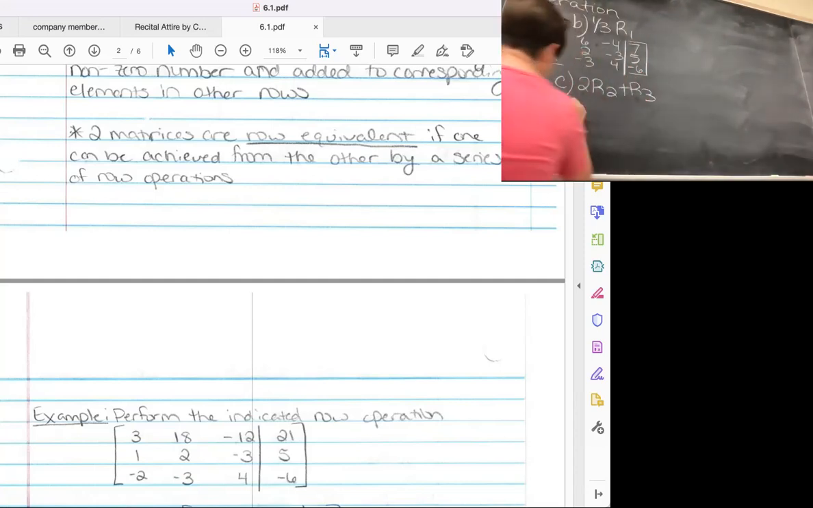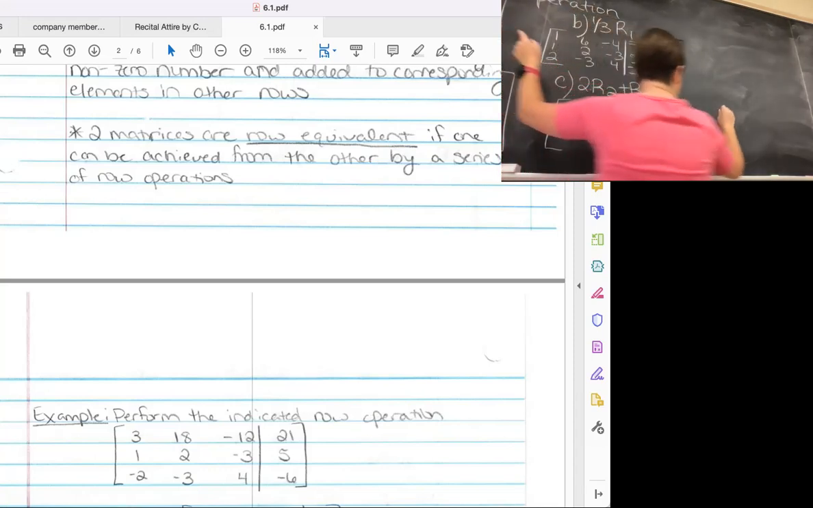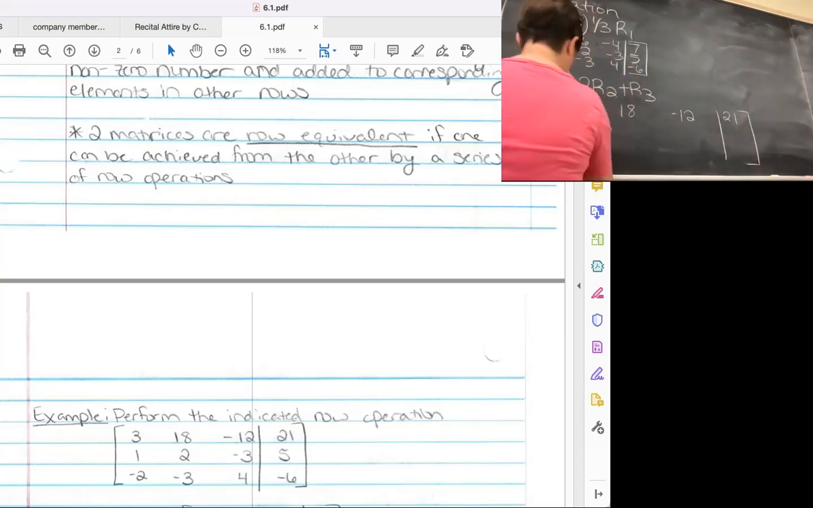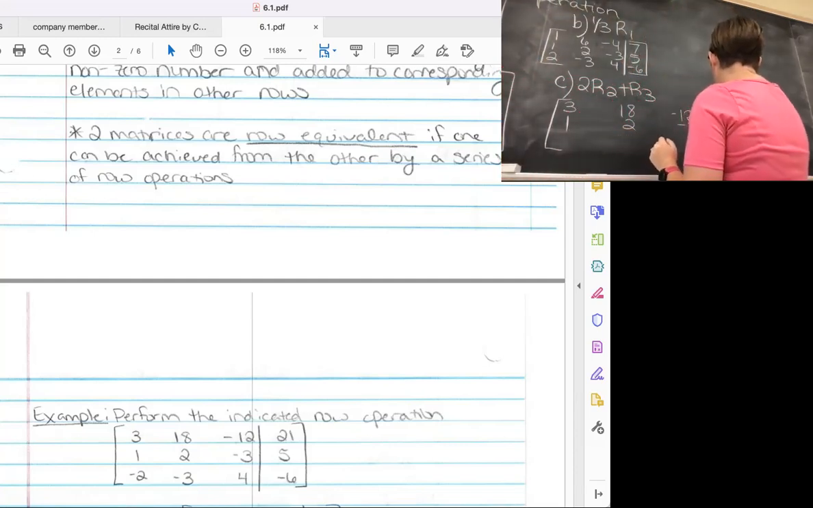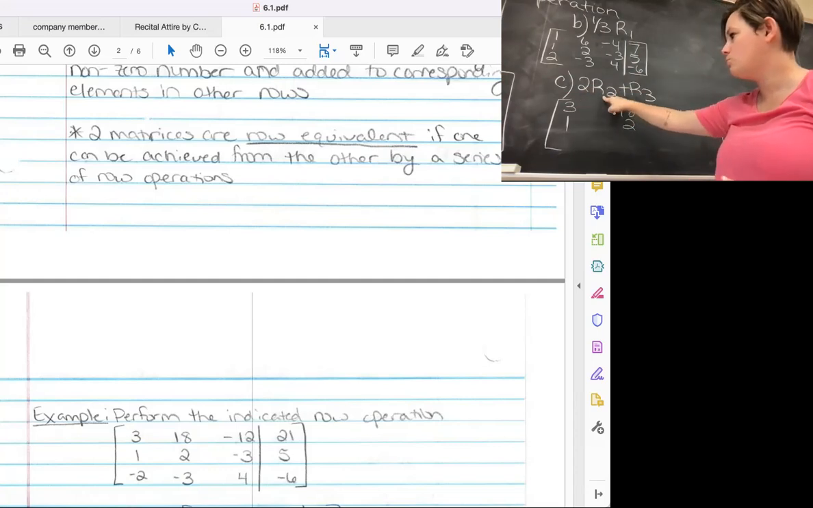So if I'm changing row 3, then I can write row 1 and row 2 exactly like it is. But I'm going to leave some space because I'm going to show you what we're doing. Then we have 1, 2, -3, 5.